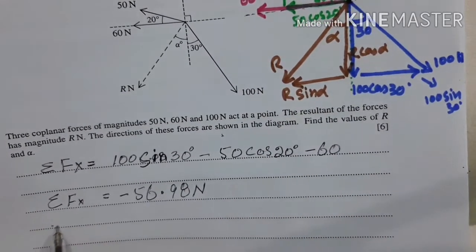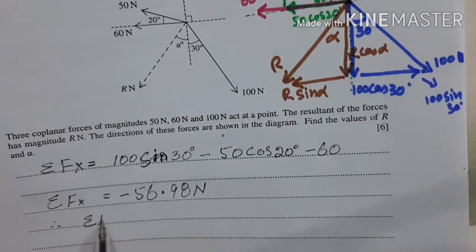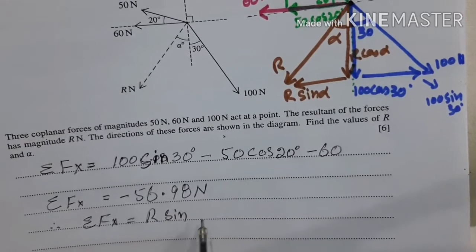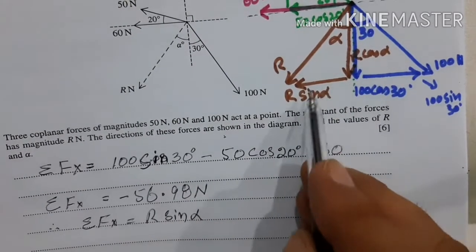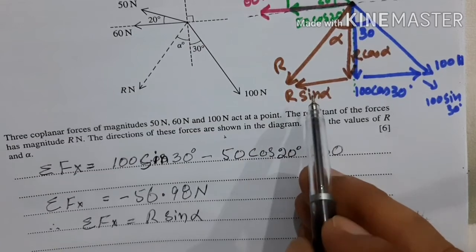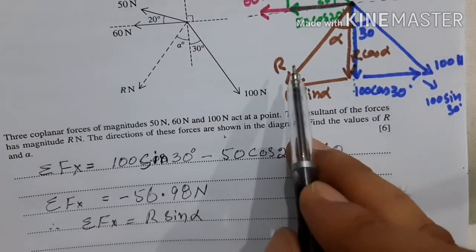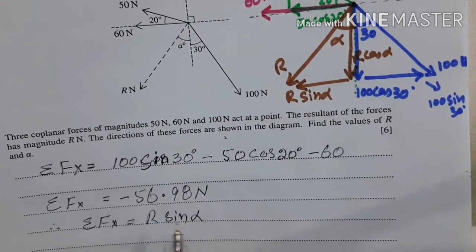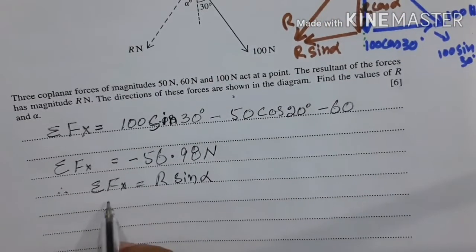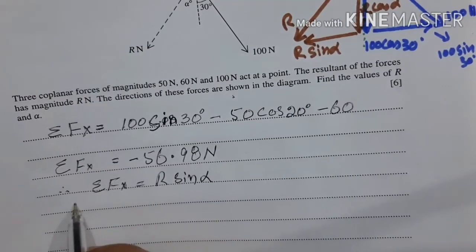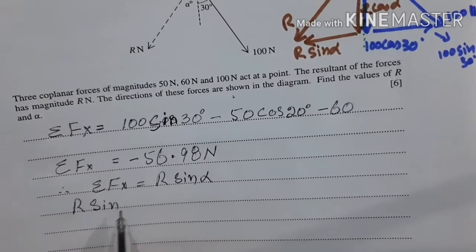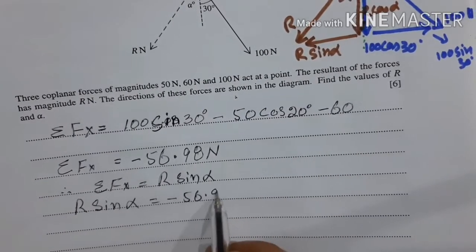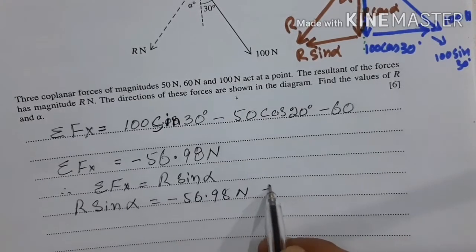So since sigma Fx is equal to R sin alpha, because R sin alpha is the horizontal component of the resultant force, and the sum of all the horizontal forces must be equal to R sin alpha. That's why I'll put this value here. So it will be R sin alpha is equal to minus 56.98 newtons. This is equation number 1.